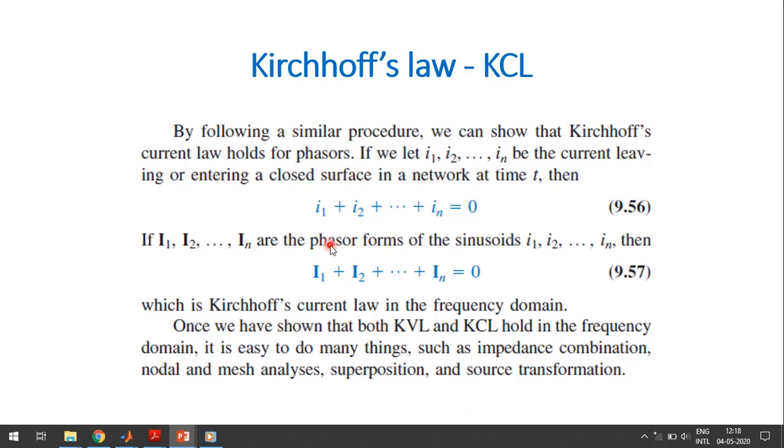So next is Kirchhoff's current law. Let us assume again that currents I1, I2 etc. up to In are present in a closed circuit. Then according to Kirchhoff's current law, I1 plus I2 etc. up to In is equal to 0. Following the same steps followed in deriving the KVL, that is by using the phasors, this can be simplified as I1 plus I2 etc. up to In is equal to 0, which is Kirchhoff's current law in the frequency domain or phasor domain. Only when Kirchhoff's laws hold good can we do many circuit analyses.